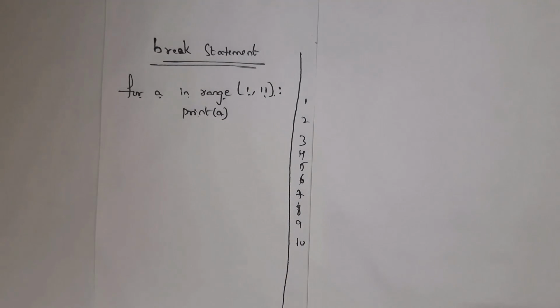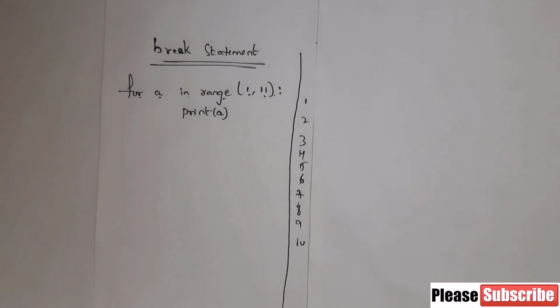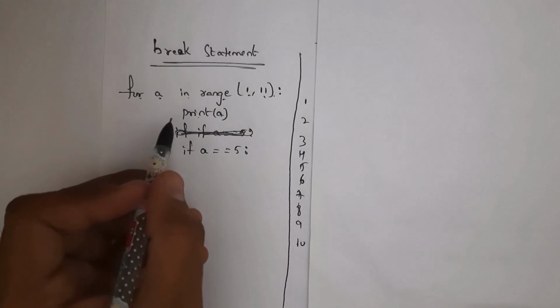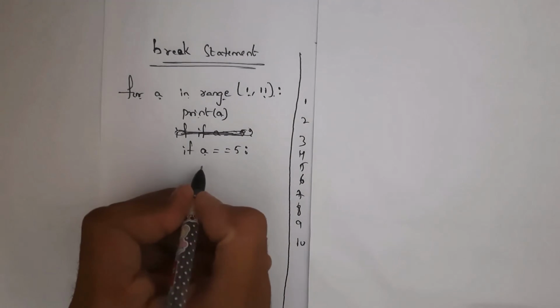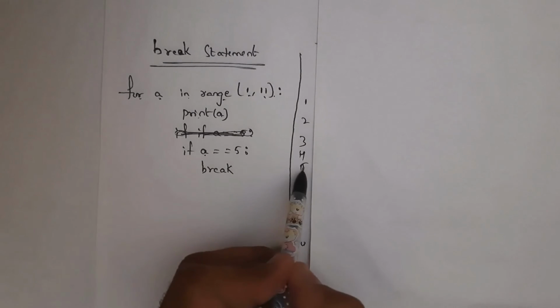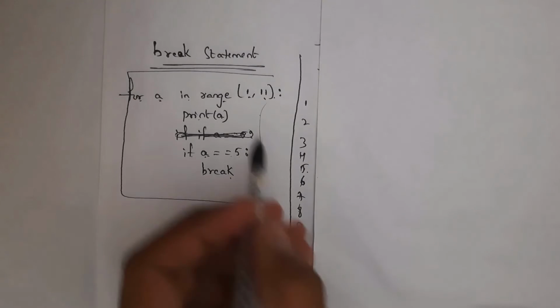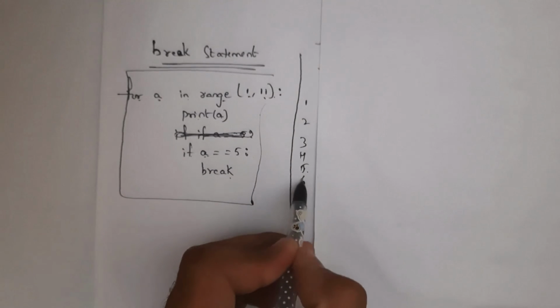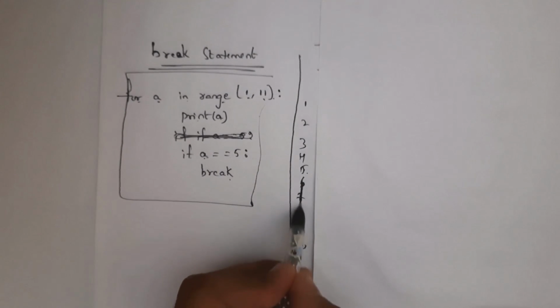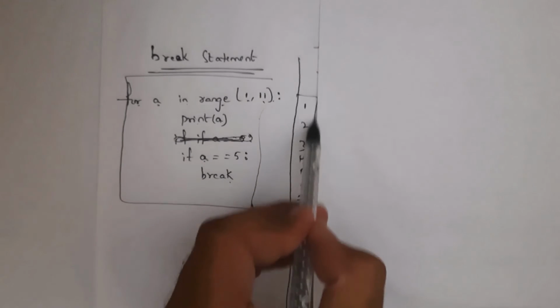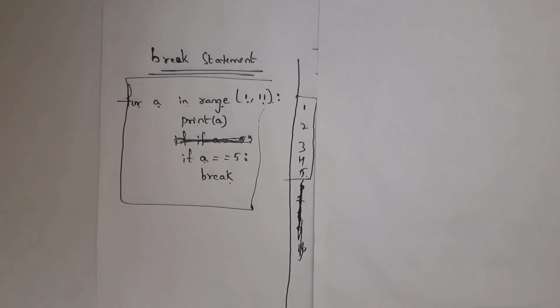But here whenever I reach value 5, then I want to break this loop. So inside the for loop write if a is equal to 5, break. Whenever I reach value 5, it will break this loop. Whenever I execute this program, I will get output that is 1, 2, 3, 4 and 5. Whenever it reaches 5, it will break this loop. This is the output for this program. This is the use of the break statement. If you want to break a loop whenever a certain condition is reached, then you need to use the break statement.